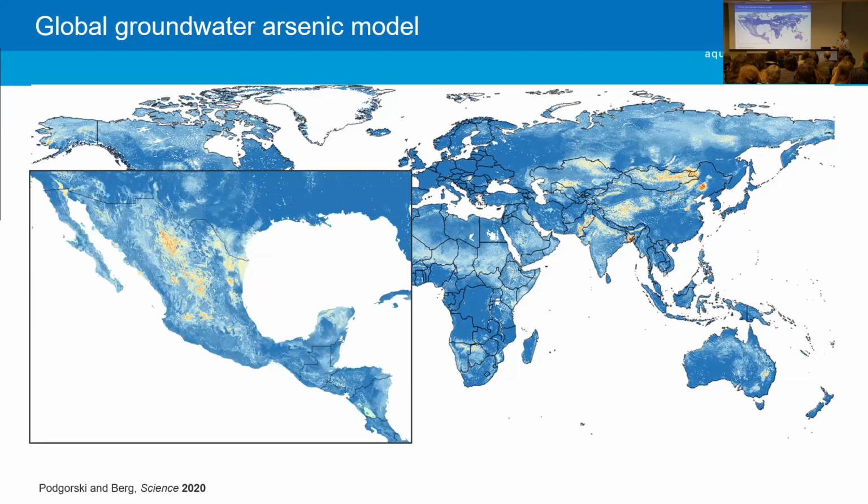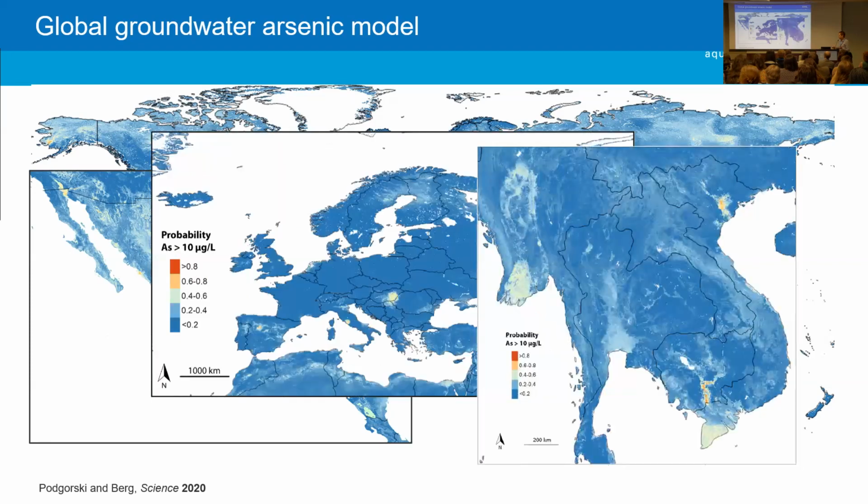So in Mexico, you can appreciate a little bit more of the detail that the model has, likewise for Europe or Southeast Asia. You can see the Mekong Delta, the Red River Delta, some of the other deltas in Southeast Asia that have a higher probability of arsenic in the groundwater.